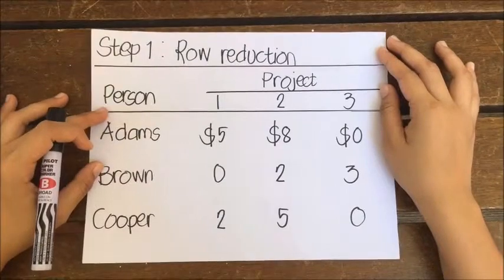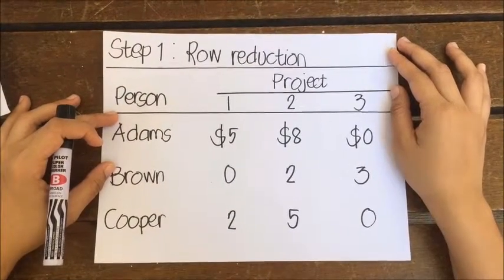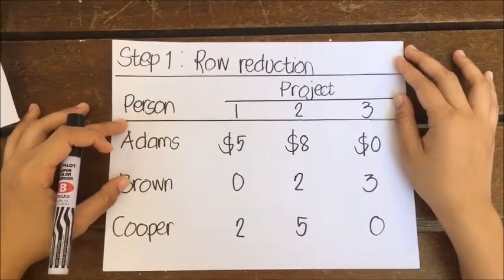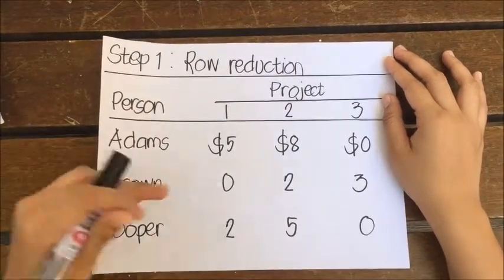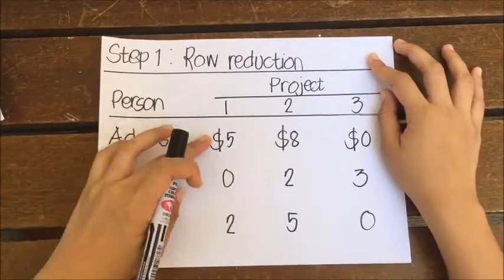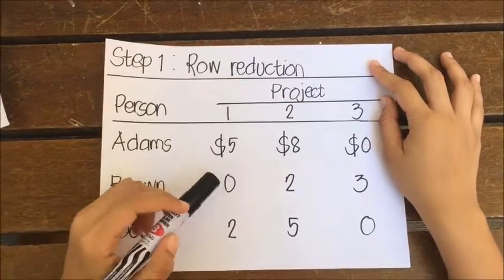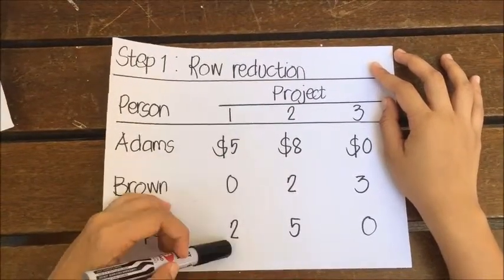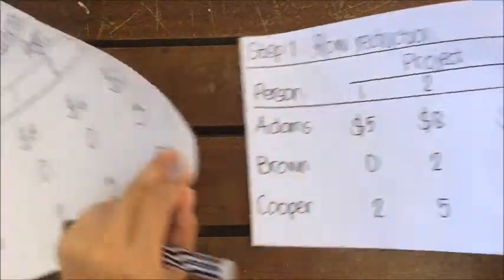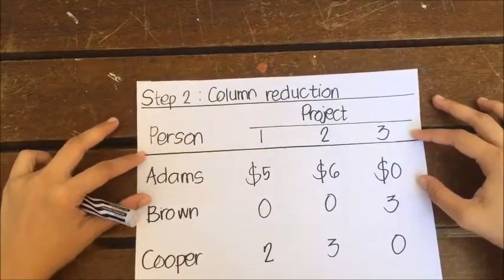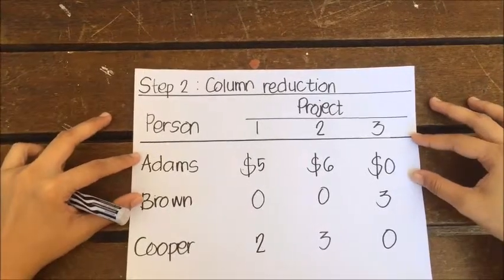From here, the next thing we should do is the column reduction. So we have to subtract the smallest number in each column from every number in that column. So the smallest number in this column is 0. So we have to subtract 0 from each of the number, then the smallest number here, and then here. So this will now be the result from the column reduction.